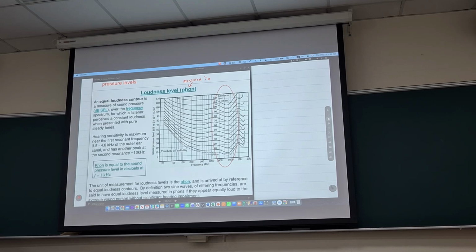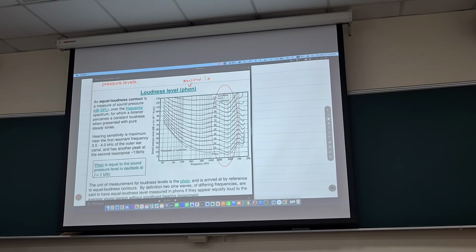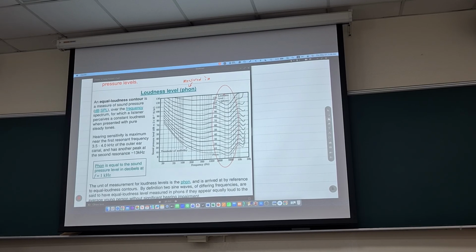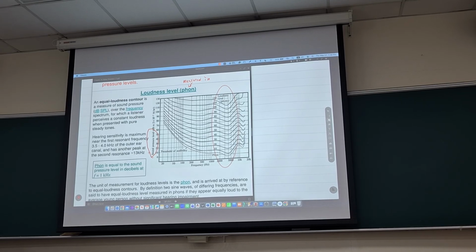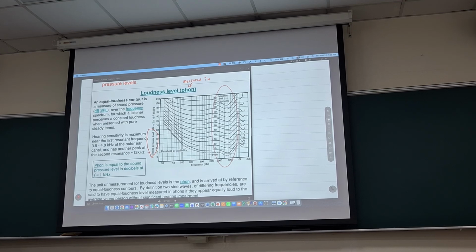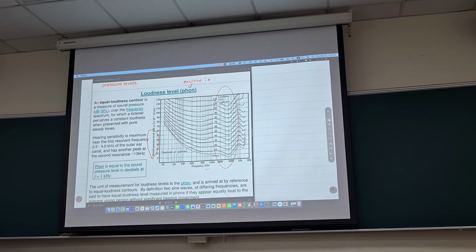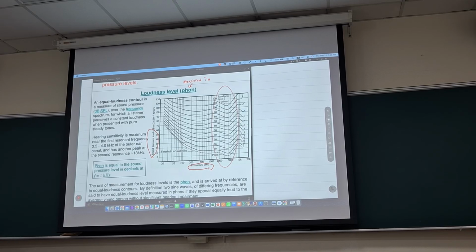Okay? And this figure shows you the ear loudness contour. This is the so-called ear loudness contour. The y-axis is the sound pressure level, and the x-axis is frequency, for different frequencies.